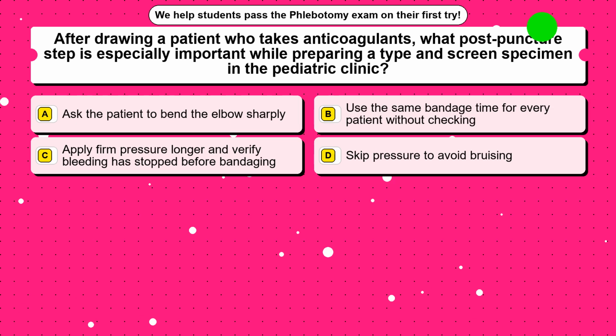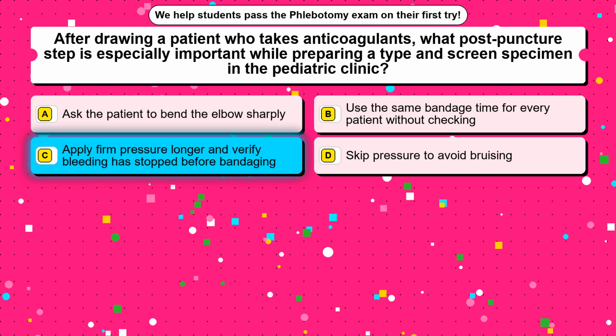Question 16. After drawing a patient who takes anticoagulants, what post-puncture step is especially important while preparing a type and screen specimen in the pediatric clinic? Option A. Ask the patient to bend the elbow sharply. Option B. Use the same bandage time for every patient without checking. Option C. Apply firm pressure longer and verify bleeding has stopped before bandaging. Option D. Skip pressure to avoid bruising.